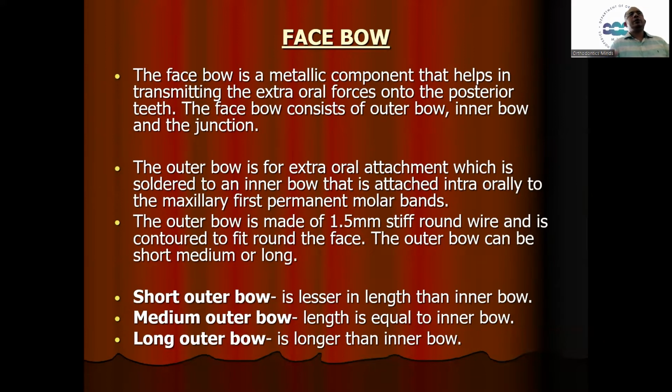And the face bow consists of an outer bow and an inner bow and a junction. The outer bow is for the extraoral attachment, which is soldered to an inner bow that is attached intraorally to the maxillary first permanent molar bands. The outer bow is made of 1.5 millimeter stiff round wire and is contoured to fit around the face. The outer bow can be short, medium, or long. A shorter outer bow is lesser in length than the inner bow, in the medium outer bow the length is equal to the inner bow, and a longer outer bow is longer than the inner bow.